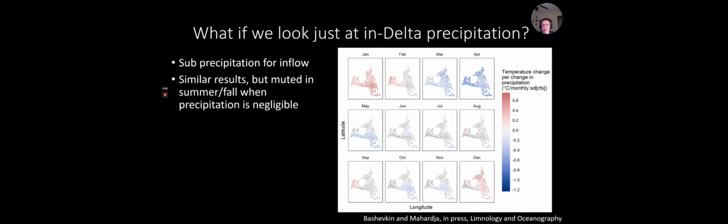We got similar results, but you can see the result is actually muted in the summer and fall. And this is expected because this is the season when precipitation is negligible. So you wouldn't expect there to be much of an association with precipitation when precipitation is rare.